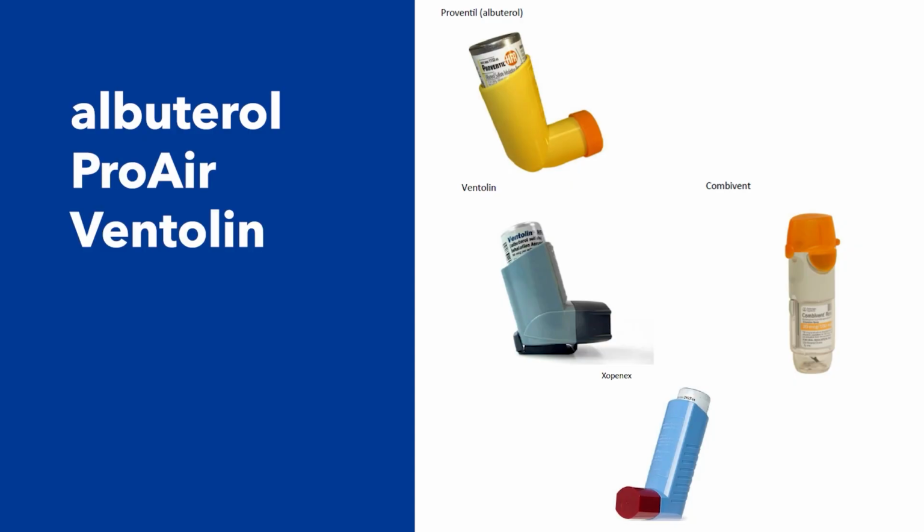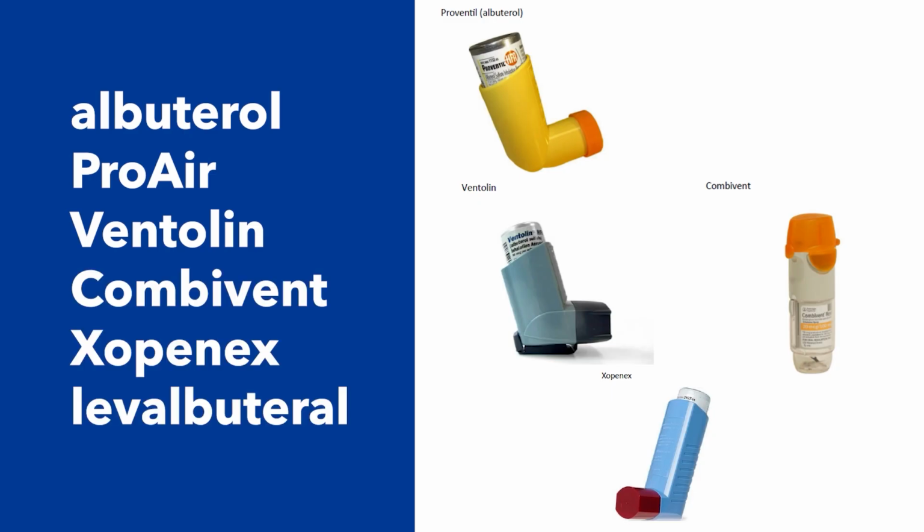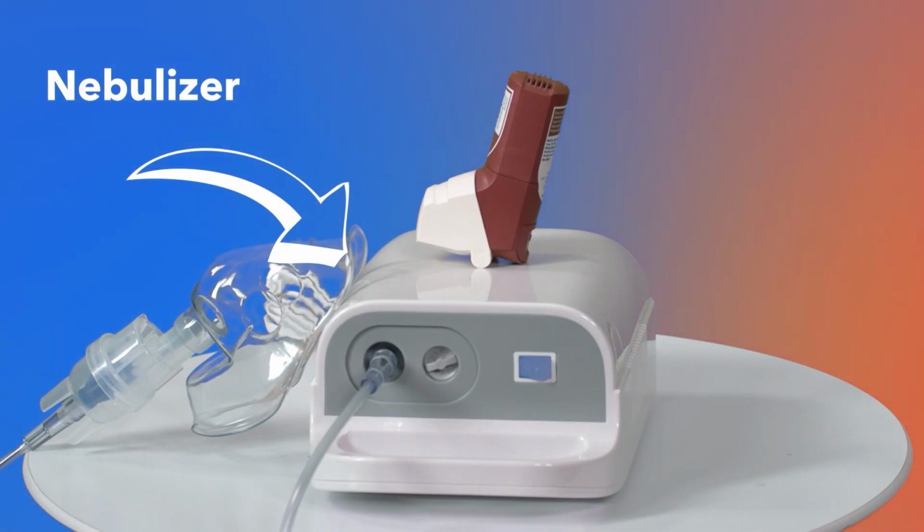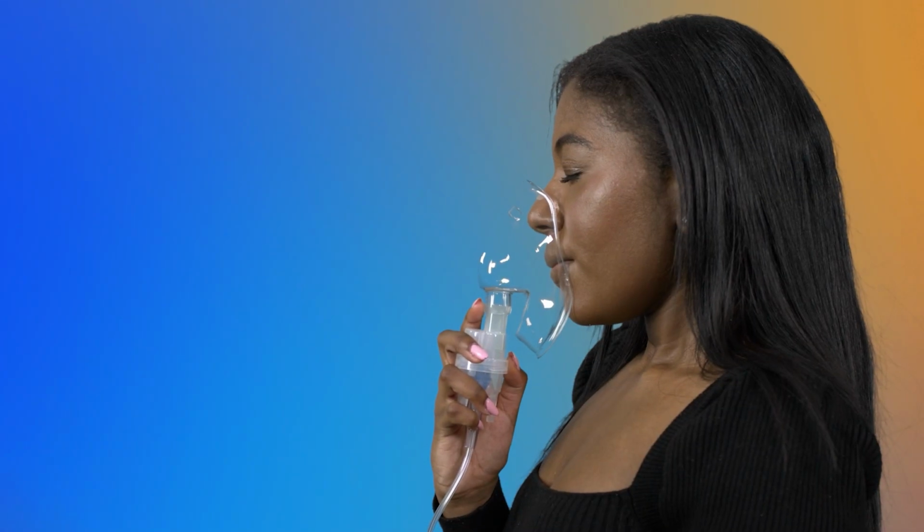Your usual rescue inhaler comes under many names, such as albuterol, ProAir, Ventolin, Combivent, Xopenex, or levalbuterol. You might also be using a nebulizer for rescue when you have asthma symptoms. You use the PARTICS inhaler every time you use your usual rescue medicines, whether with an inhaler or a nebulizer. You will use the PARTICS inhaler in addition to, not instead of, your rescue inhaler. Now we will teach you how to do PARTICS with your usual rescue inhaler and then with your nebulizer.